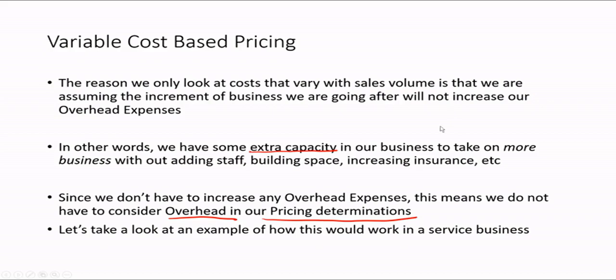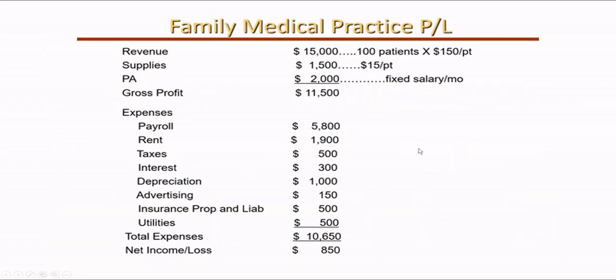So to illustrate how this works, let's take a look at an example of how this could take place in a service business. Here we have a profit and loss statement for a family medical practice, from a particular month of the business. We have revenues, and we have our cost of goods sold, which in this case are supplies that are expended to see a patient, as well as the salary for a physician's assistant. And then we also have all of our overhead expenses for the business.